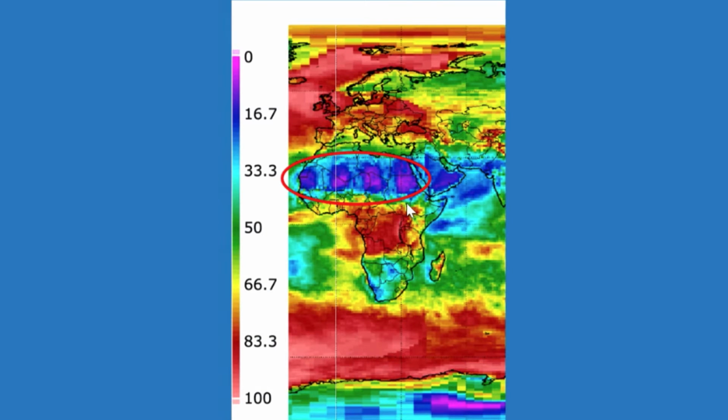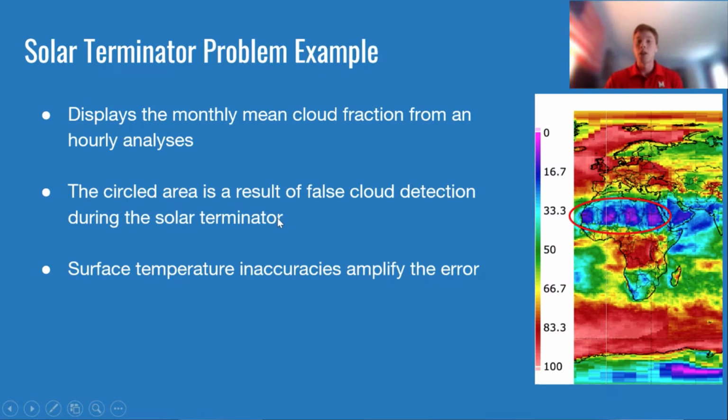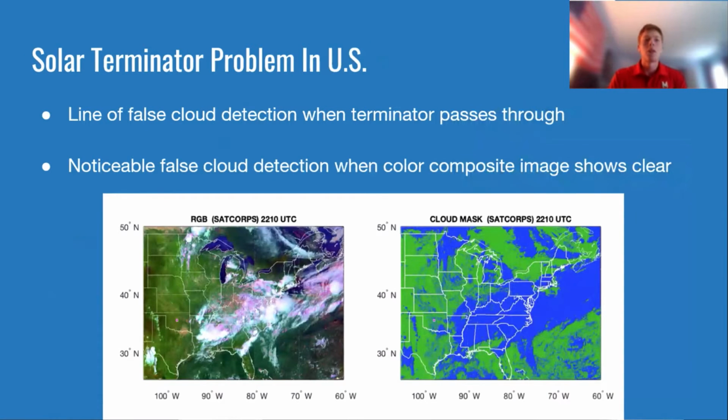So as you can see in this area, there are these sort of lines of light blue, like light blue diagonal lines as they cross through the purplish bluish area. And what this is when the terminator is passing through the Sahara Desert. So I mentioned this is an hourly analysis. So essentially this line here would be the first hour, the next would be the second and third. And this really shows that the terminator line is bringing with it approximately like a third of false cloud detection through the Sahara Desert.